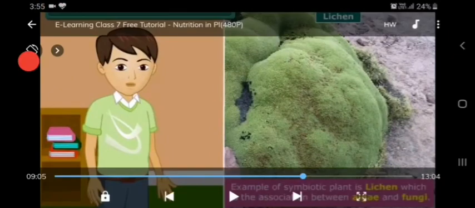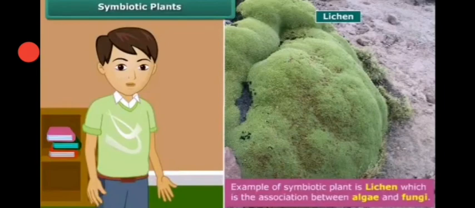Here it is giving the example of a lichen. Lichen is generally present on the surface of rocks and plant barks, a green colored structure. But here two groups of organisms live together, known as algae and fungi. So algae will help fungi to get its food, and fungi will help algae to get its food. This type of nutrition is known as symbiotic nutrition, and the organisms are known as symbionts.